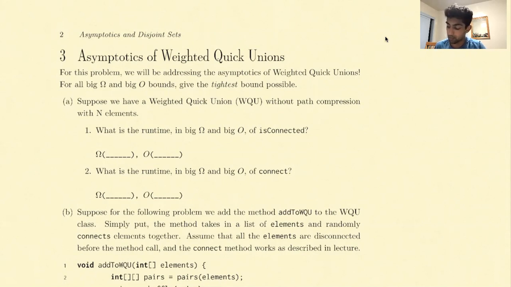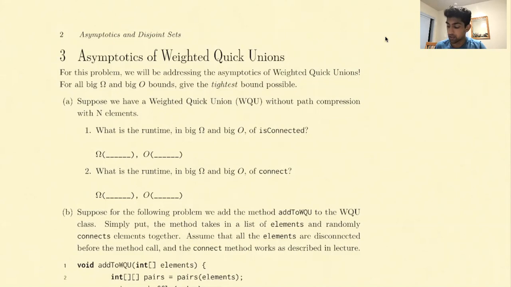So for this problem, we'll be addressing the asymptotics of weighted quick unions. For all big omega and big O bounds, we want to give the tightest bound possible. If you want a recap of tightest bounds, I recorded a mini lecture on asymptotics, which should be linked in the second video in this playlist.